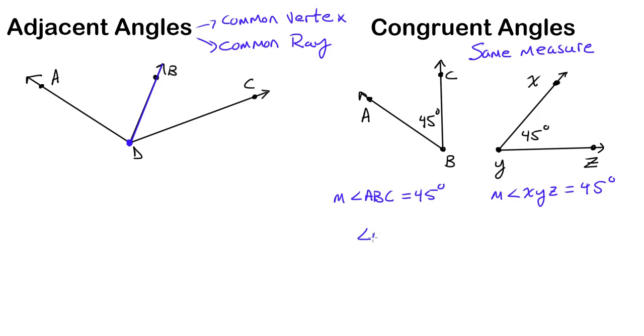So we can say angle ABC and angle XYZ are congruent, and the way we show congruent is with this symbol. It's an equal sign with this wavy line on top. This is a symbol for congruent. So angle ABC is congruent to angle XYZ.